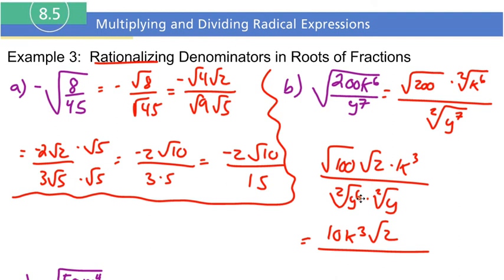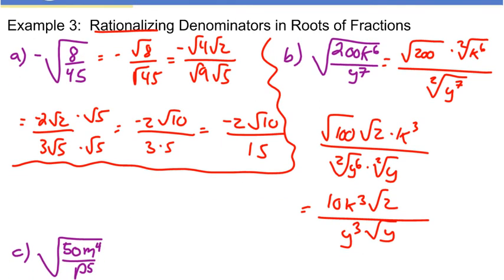Now, I can simplify the square root of y to the power of 6 as just y to the power of 3, because 2 goes into 6 3 times. So that's y to the power of 3. And then I just write that as the square root of y. Okay. Now, do we leave it like that though? Are we done with this problem? No, we're not, right? Because we have a radical in the denominator.